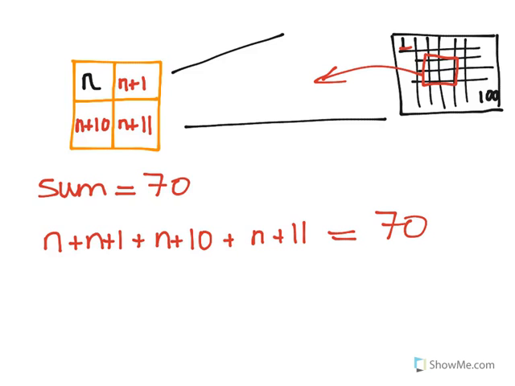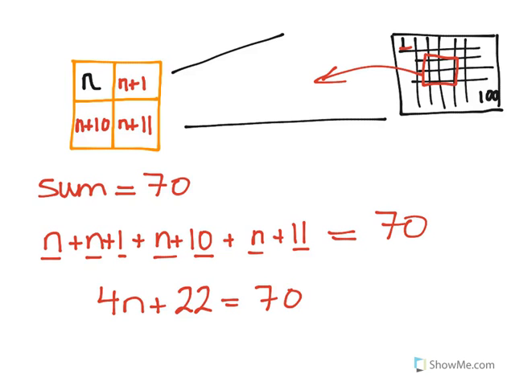Now we can solve it, because we look at how many n's have I got? 1, 2, 3, 4. So I've got 4 lots of n plus, which numbers do I have? 11 plus 10 plus 1, 21 plus 1, 22. So 4n plus 22 equals 70. Now, whoops, that should be equals. Now I can use my normal skills of algebra where I try and get all the numbers on one side and all the letters on the other.